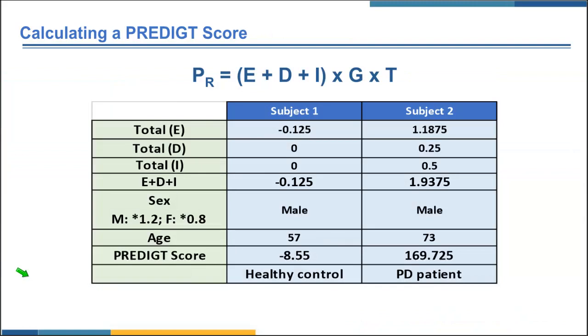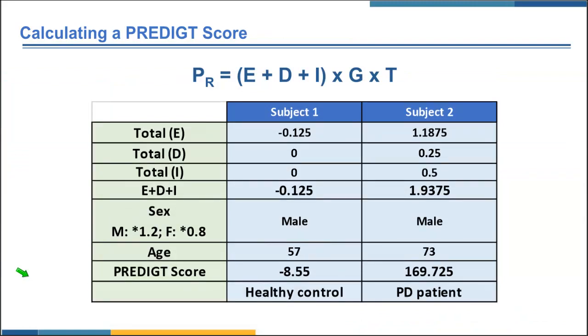And we add all the scores together, and we multiply by the factor for sex: because they are both male, their score is multiplied by 1.2, and then multiplied by their age. So the total score for subject 1 is minus 8.55, and subject 2's score is much higher, it's over 169. And also, because we already know whether they are PD patients or healthy controls, here is what group they are in.